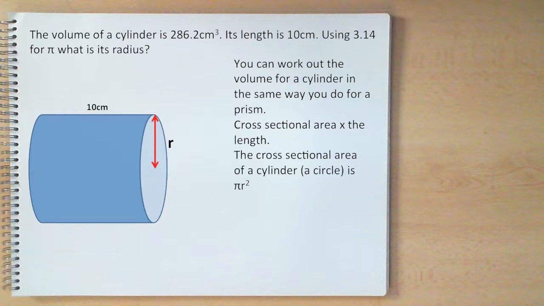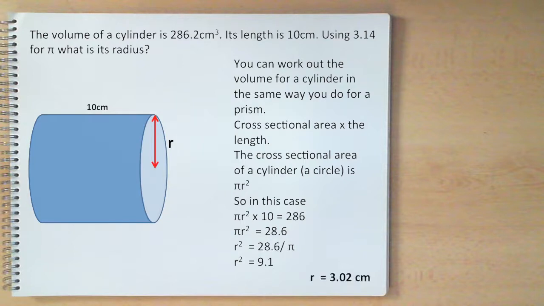So in the case of this cylinder, we have the volume is pi r squared times 10, which is the length, equals 286. We're just going to use 286 here. We're not going to worry about the 0.2. Divide by 10, we get pi r squared is 28.6. Divide by the value of pi we have of 3.14, we get r squared is equal to 9.1, which gives us our value of r by taking the square root of 3.02 centimeters.